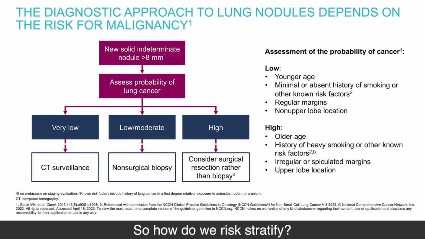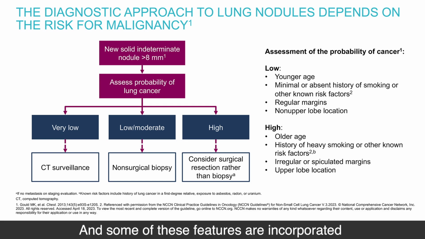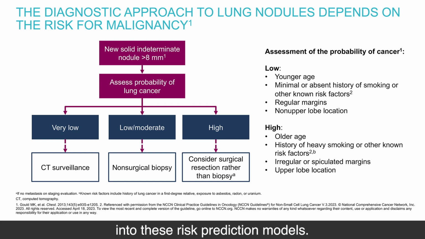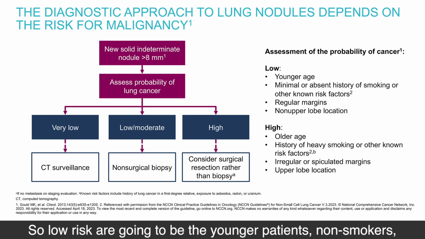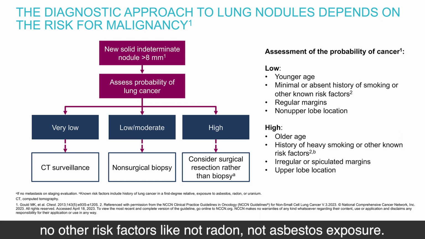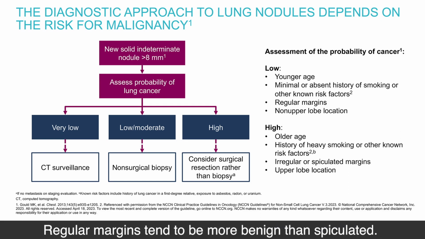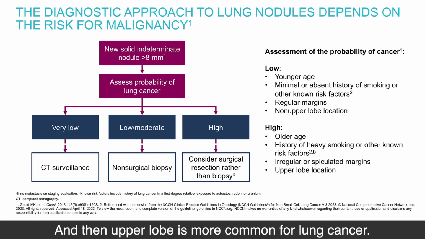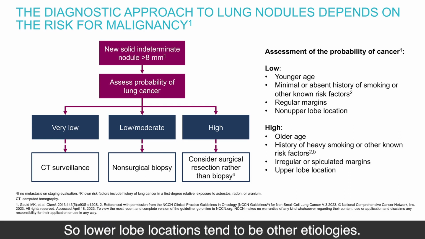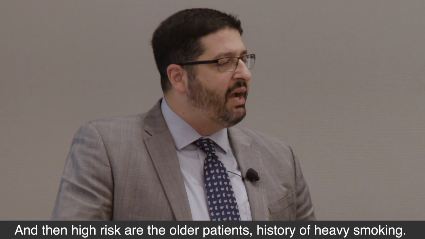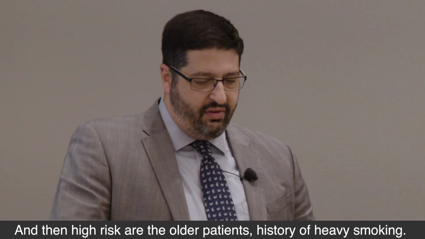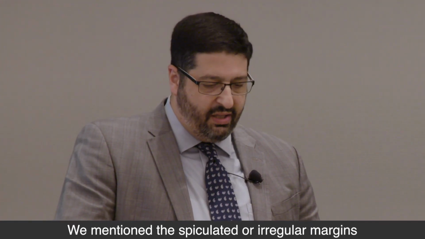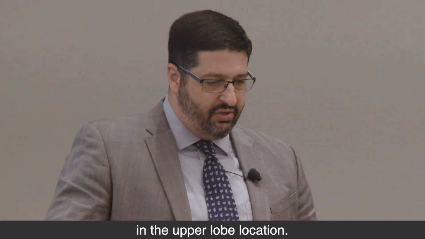So how do we risk stratify? Some of these features are incorporated into these risk prediction models. So low risk are going to be the younger patients, non-smokers, no other risk factors like radon or asbestos exposure. Regular margins tend to be more benign than spiculated. And then upper lobe is more common for lung cancer, so lower lobe locations tend to be other etiologies. And then high risk are the older patients, history of heavy smoking. We mentioned the spiculated or irregular margins in the upper lobe location.